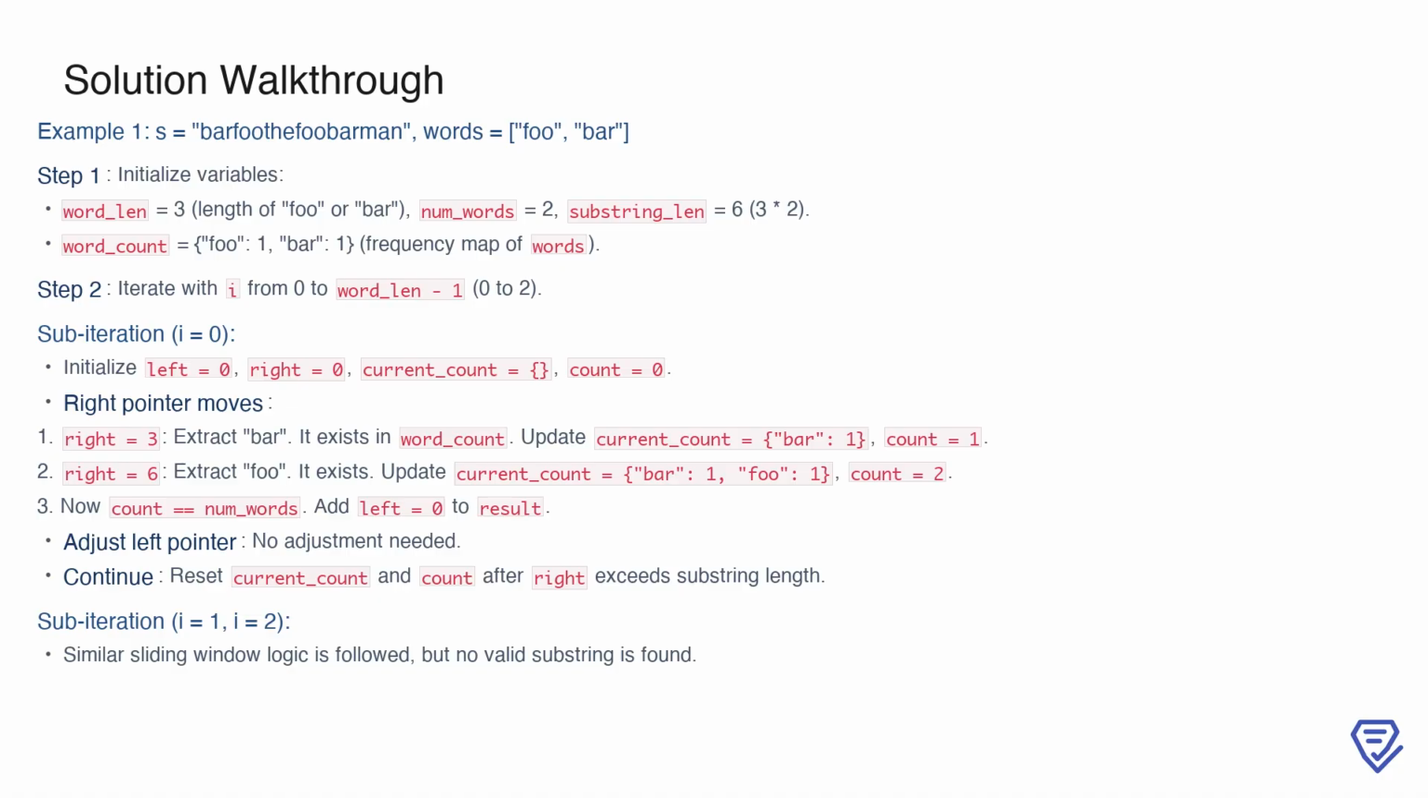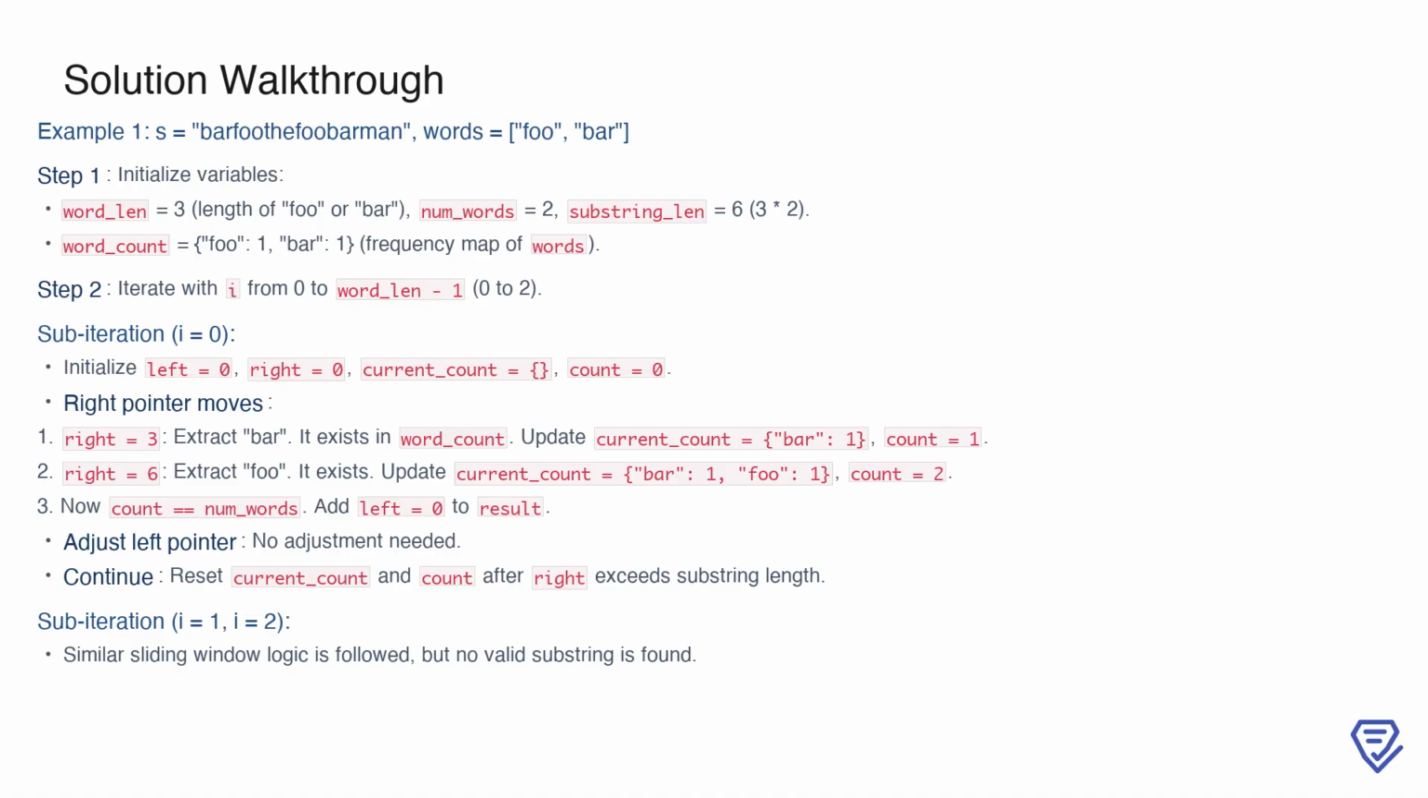Next, we iterate through the string using a sliding window approach. The outer loop runs from i equals 0 to word_len minus 1 to account for all possible starting positions within the word length. In the sub-iteration where i equals 0, we initialize our sliding window pointers, left and right, both set to 0. We also define current_count to track the frequency of words in the current window and a count variable to track the number of valid words matched so far.